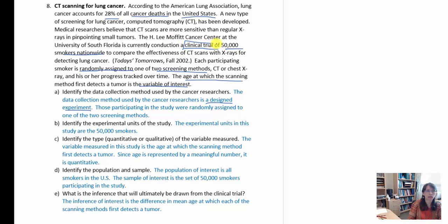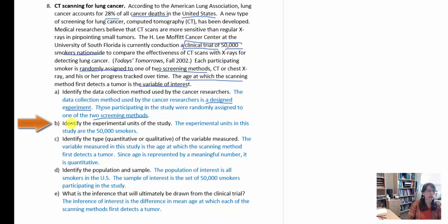a clinical trial of 50,000 smokers nationwide. So that is our clue. There's a clinical trial being conducted. Those participating in the study were randomly assigned to one of two screening methods. So that is another clue that we have a designed experiment.